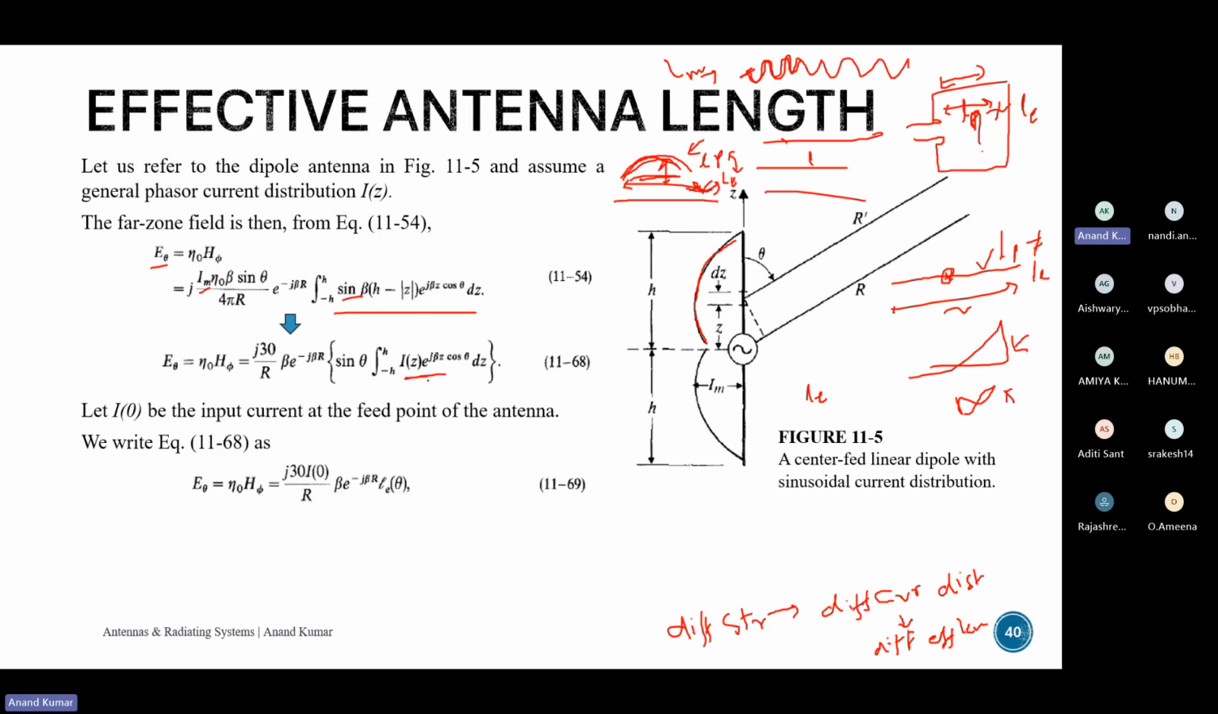We had this Iz, and this Iz was substituted. This arrow should have been like this. So we had this expression for the electric field, where the electric field is dependent upon the current distribution, this Iz. In one of the cases for the thin wire dipole, if you remember, we used current equal to Im sin beta z.